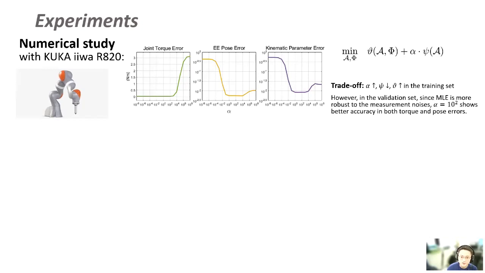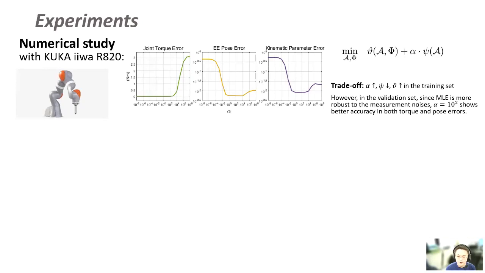However, these plots are the estimation errors in the test set, which does not overlap with the training set and is not used for identification. So the trade-off is not monotonic in these test errors. While alpha decreases from 10^8 to 10^2, both kinematic and dynamic errors decrease at the same time. As mentioned earlier, when alpha is very large, it gets close to the traditional decoupled identification. So with a proper value of alpha, our unified method shows better accuracy in those errors than the traditional method, because the maximum likelihood estimation is more robust to the measurement noises.